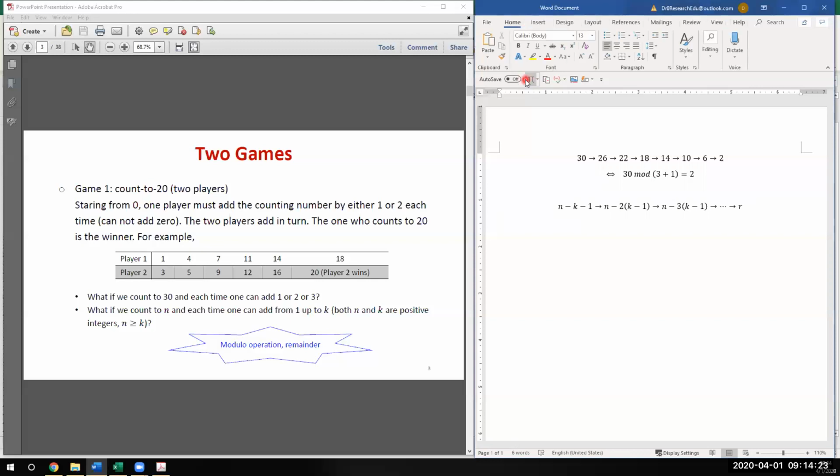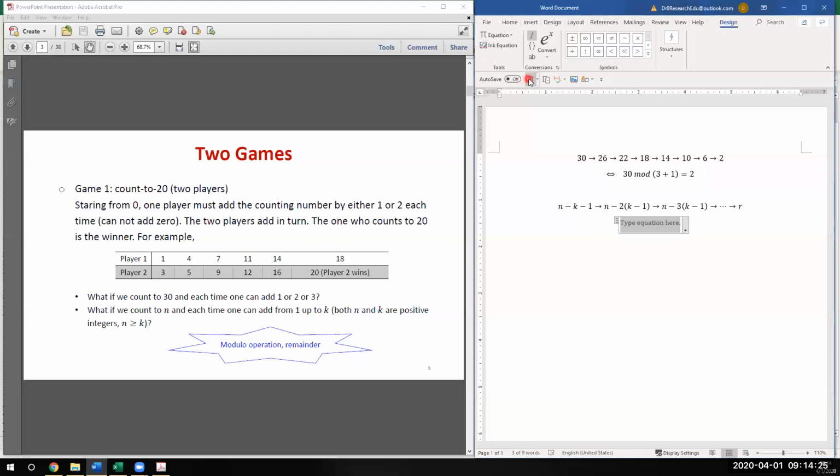And in this case, the r equals to what? Or let's say, how do you get to this r? This means n equals x times k minus 1 plus r, right? And r must be between 0 and k minus 2, right?